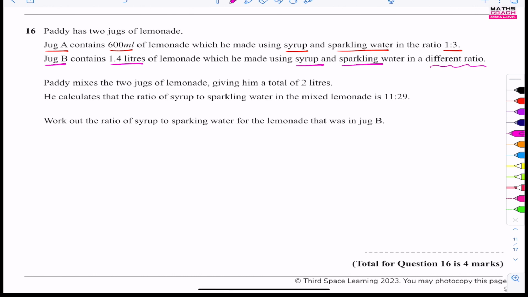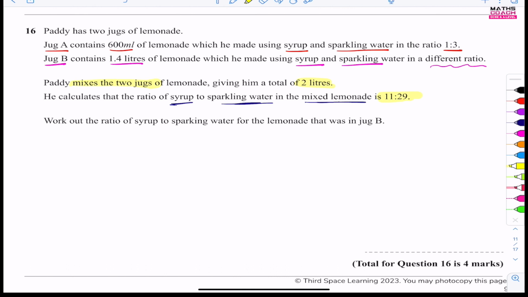All right, so Paddy mixes the 2 jugs of lemonade and it gives him a total of 2 liters. He calculates that the ratio of syrup to sparkling water in this mixed lemonade, all right, is in the ratio 11:29. Work out the ratio of syrup to sparkling water for the lemonade that was in jug B.